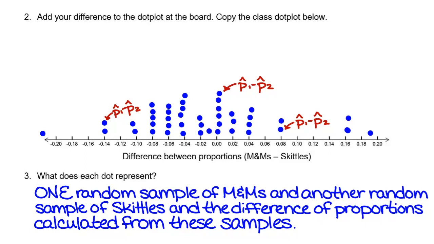So we made this dot plot yesterday, and we said that each one of these dots represented one random sample of M&Ms and another random sample of Skittles, and the difference of proportions calculated from those samples. If you squint at it, so it's a little bit fuzzy, how would you describe the shape? I would say approximately normal. We've got a big bump of data right here in the center. We got a little tail off to the left, and we've got a tail off to the right. So I would describe this as approximately normal.